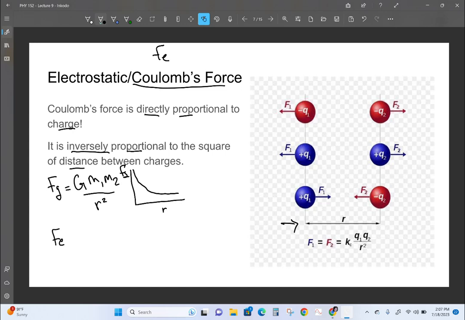So electric force is another constant, it's K, the Coulomb's constant, times the two charges in coulombs each, divided by r squared, where Q is charge in coulombs and K is a constant, which we'll talk about in just a minute.